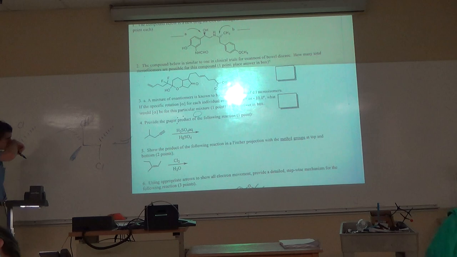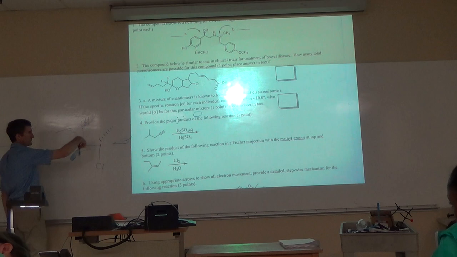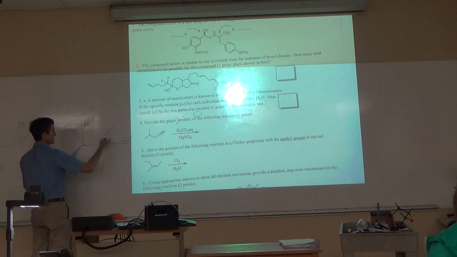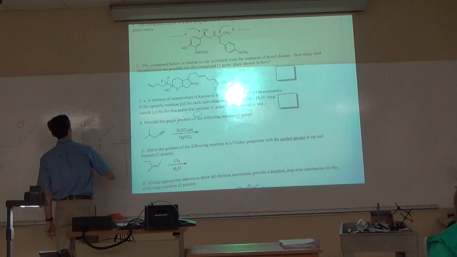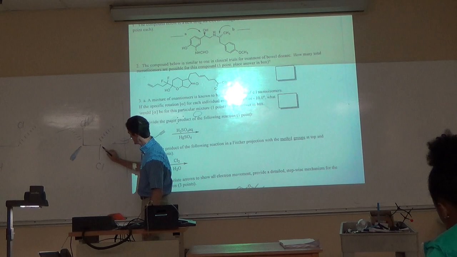Well, let's do this in a Fischer projection. Methyls at top and bottom. We've got a methyl on each carbon. It doesn't matter which is the ground. I'll say over here, I reckon. If this is the ground, the top carbon, the carbon closer to the ground, has the chlorine, and the carbon further away from the ground has the OH.